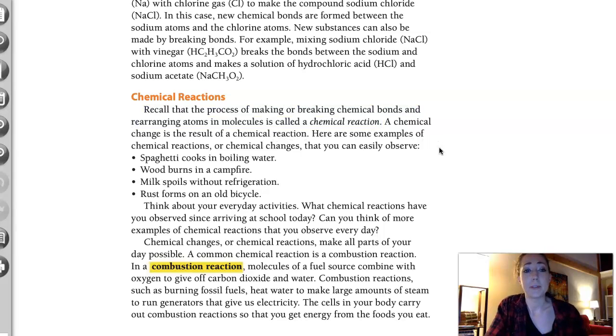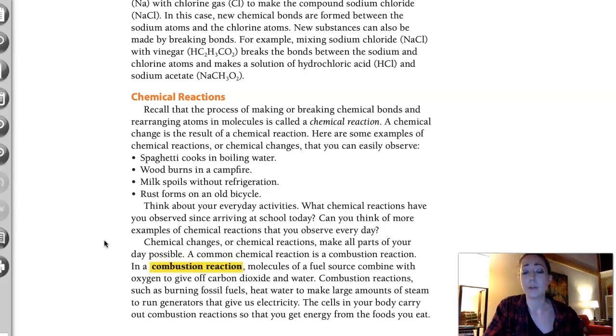Here are some examples of chemical reactions or chemical changes that we can easily observe. Spaghetti cooks in boiling water. Wood burns in a campfire. Milk spoils without refrigeration. Rust forms on an old bicycle. Think about your everyday activities. What chemical reactions have you observed in your time at home today? Can you think of more examples of chemical reactions that you observe every day? Chemical changes or chemical reactions make all parts of your day possible.